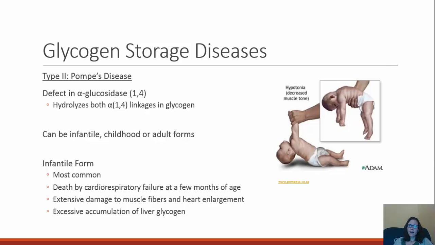And you can see in this graphic here, this baby just has no muscle tone. For those of you who have children that go to their first appointments, their first checkups, they'll often do this test of pulling the baby up just to see what their muscle tone is, and they're really examining them for one of these glycogen storage diseases.